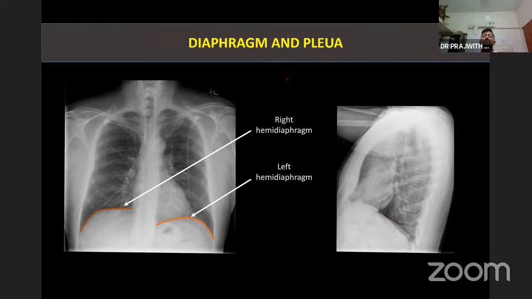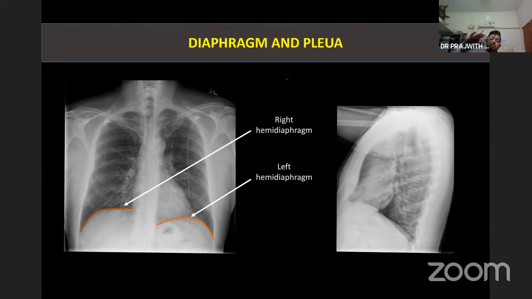So if I say left lateral chest X-ray, that means that the X-ray has gone from the right side through the body, then to the left side. Whenever I say left lateral chest X-ray, that means that X-ray is going from the right to left. That means that right diaphragm is away from the film. That means that right diaphragm will be appearing larger.